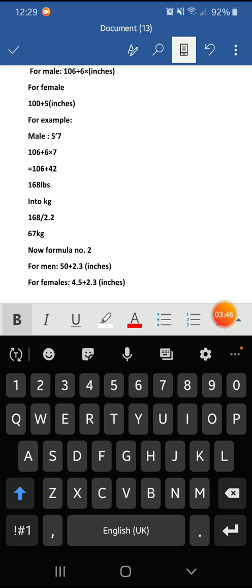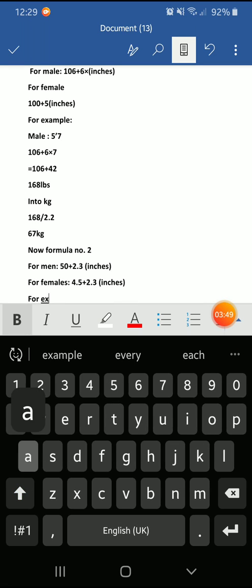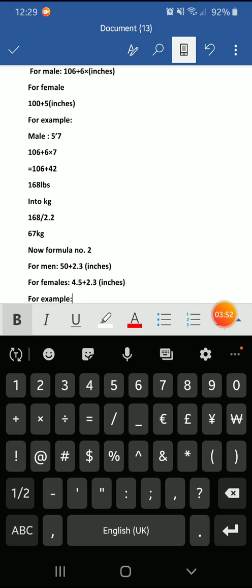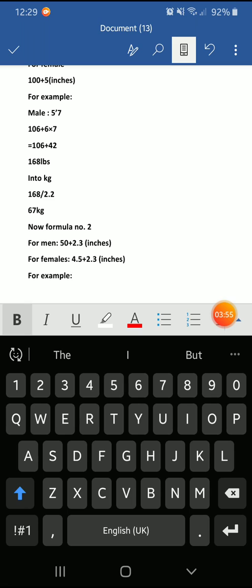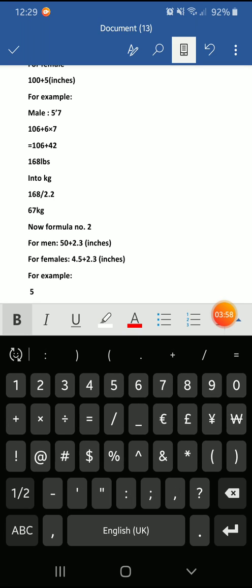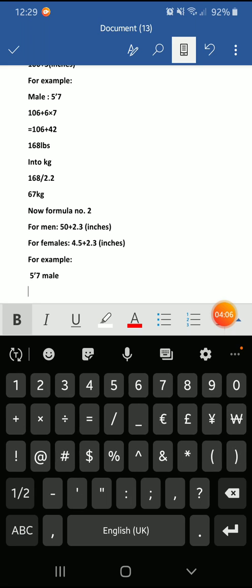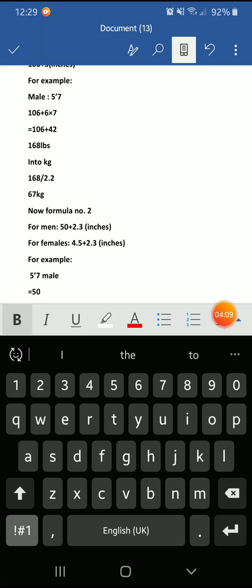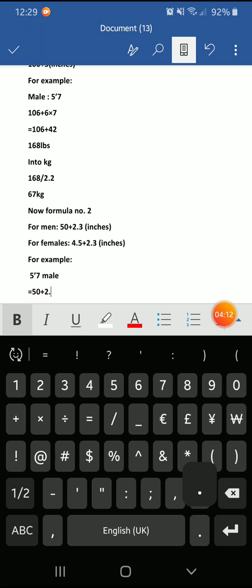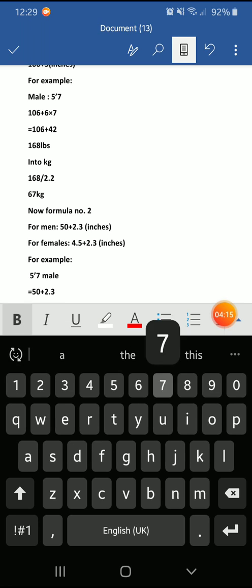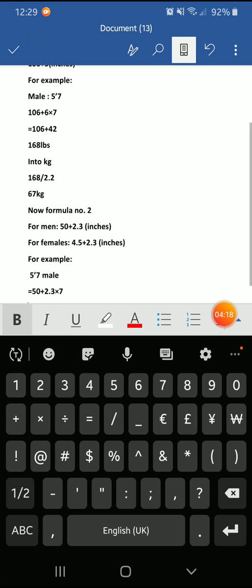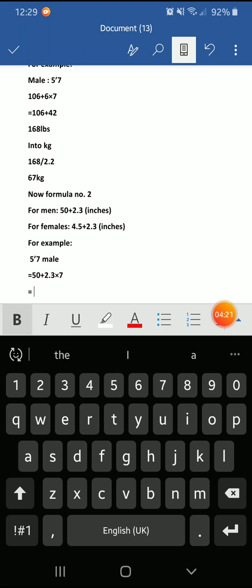Now let's take an example, the same example, for a man who is 5'7", male. Now we'll put the formula: 50 plus 2.3 into inches, 7 inches. Sorry, the answer would be 2.3 into 7. Directly, the answer is 66.1 kg.